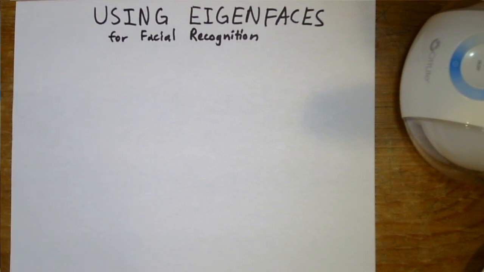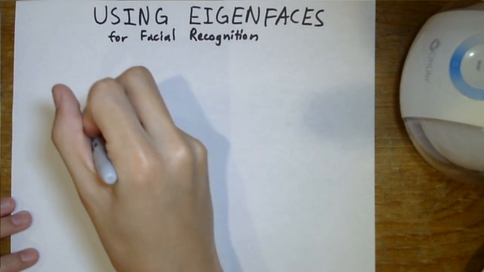So the technique of eigenfaces uses eigenvectors and principal component analysis to turn faces into numbers and back, allowing the algorithm to recognize faces after being trained on a dataset. So let's start with how to represent a set of images as numerical data.